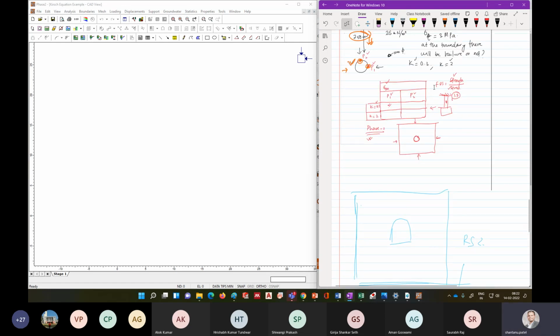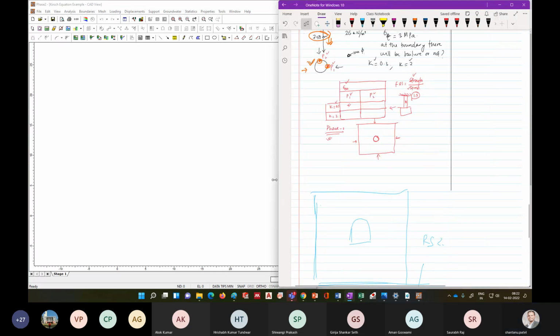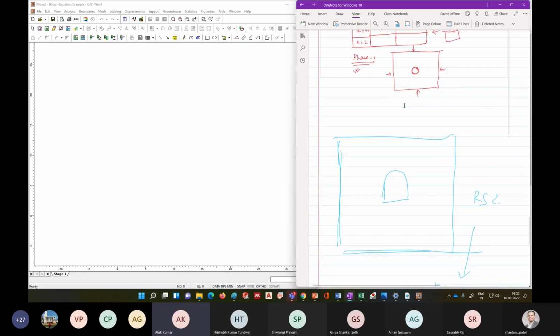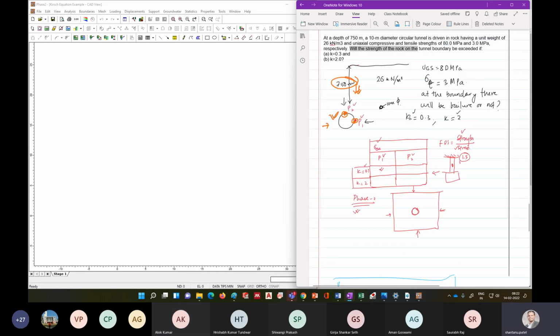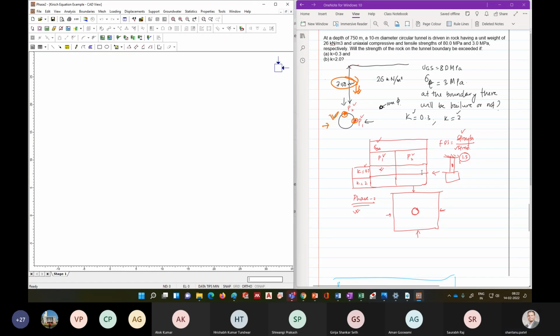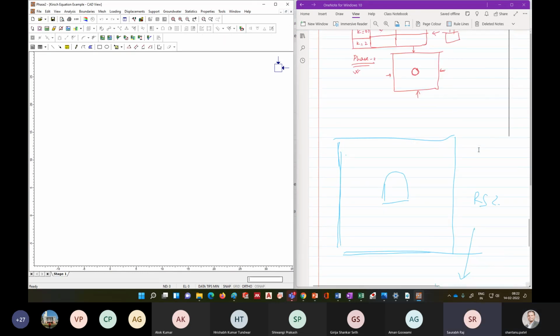Is the font size okay, or do I need to zoom it a little bit? Can anybody tell me? Zoom it a little bit. Can you see it now? Yeah, because I wanted to put both screens. Yes, sir, it's visible. Okay.